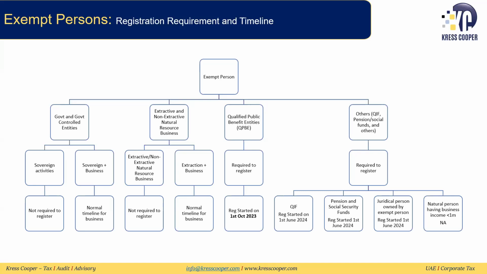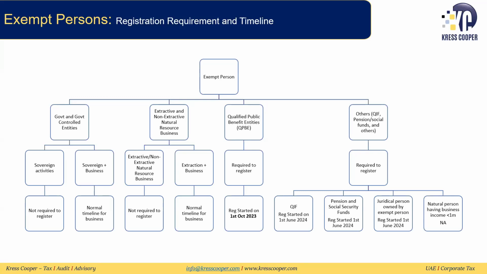Now, moving on to qualified public benefit entities, they are required to register first. If they are one of the entities in the list given under the cabinet decision, they need to register and also apply for the exemption if they are meeting the conditions, which we will be discussing later on. Their registration started on 1st of October 2023.